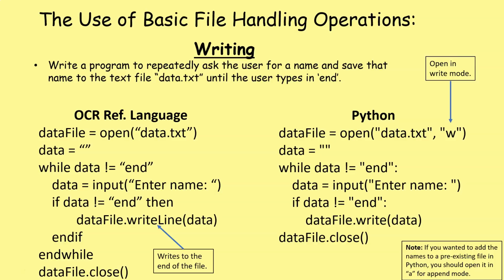We then end the if, end the while, and make sure we remember to close the data file. Again, Python is very, very similar here. The only real difference is that when we open a file in Python, we have to specify the mode. So here we're going to use W for write mode. And instead of using writeLine, the command in Python is write, to write a line of data to a text file. Again, please remember datafile.close at the end, otherwise you might lose a mark in the test.